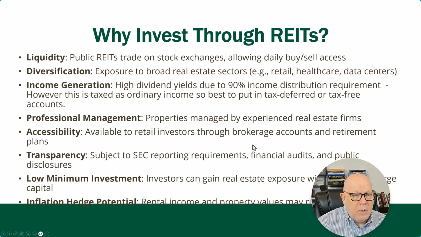It's readily accessible through any brokerage account. They have SEC reporting requirements, so every quarter you're going to get reports on how they're doing. Once a year they're going to be audited. They typically have a very low minimum investment. So if you want to buy an office building, you might need $1 million or more. If you want to buy a single family home that you're going to rent, that's going to cost you hundreds of thousands of dollars. In the case of a REIT, if you want to put $1,000 in real estate, you can put $1,000 in real estate. The nice thing about having some real estate in your portfolio is it's a good hedge against inflation. As inflation goes up, rents go up, property values go up.